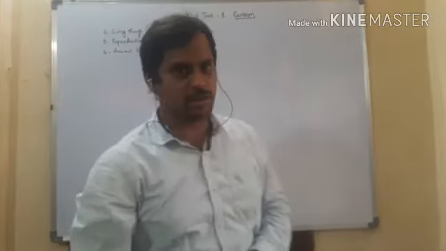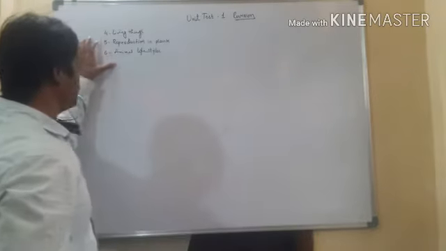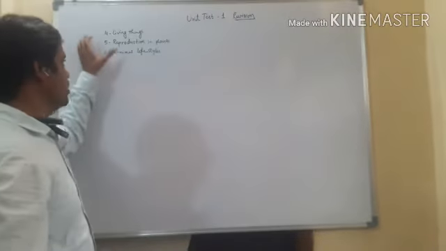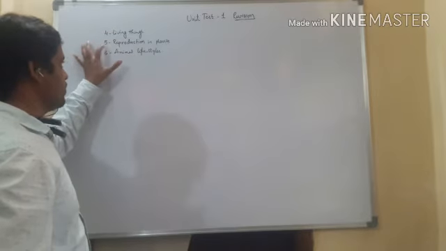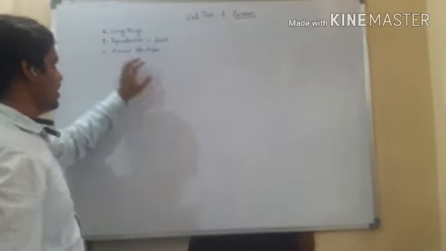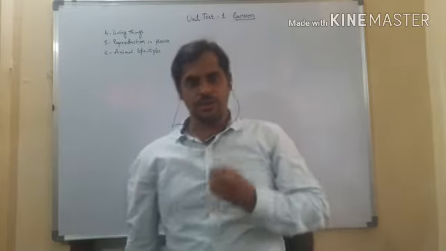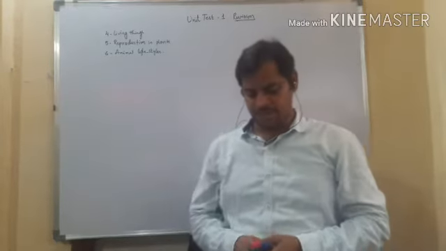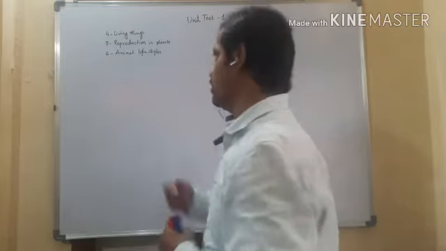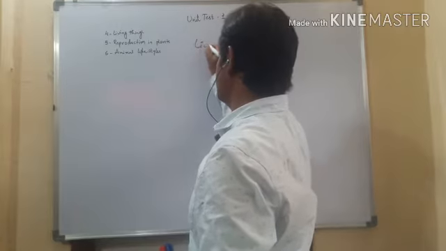The syllabus included the 4th, 5th and 6th lessons. The 4th lesson is living things, the 5th lesson is reproduction in plants and the 6th lesson is animal lifestyles. So today we are going to revise those lessons. Let us start with the 4th one, that is living things.